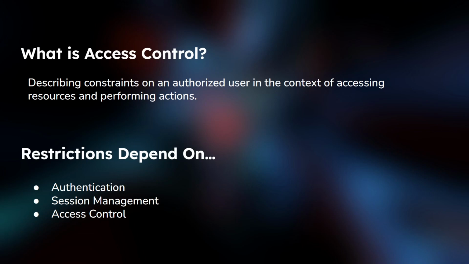So authentication, as we talked about before, is confirming that a user is who they claim to be, and session management is just determining which HTTP requests are coming from a particular user. And then access control is determining if a user is allowed to perform a specific action.